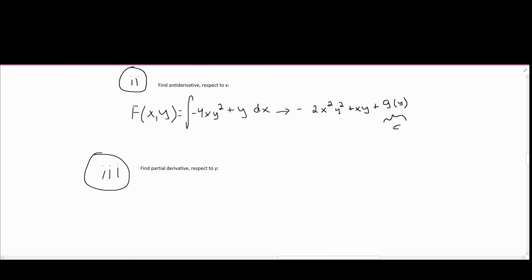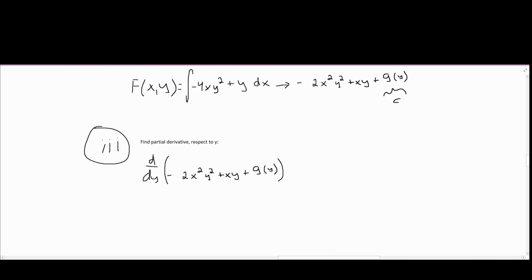So if you find the antiderivative with respect to x up here, you need to do the opposite and find it with respect to y down here. So this is how we write the partial derivative. We just copy whatever we got here for the antiderivative into here.